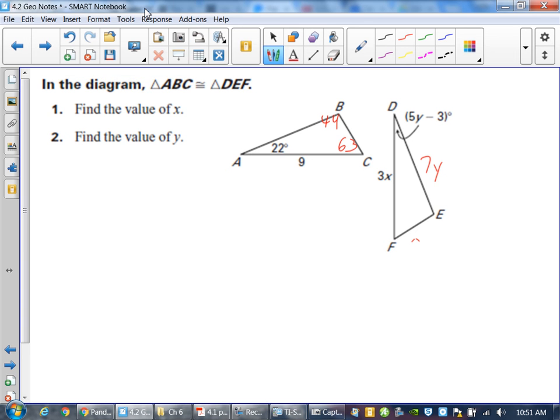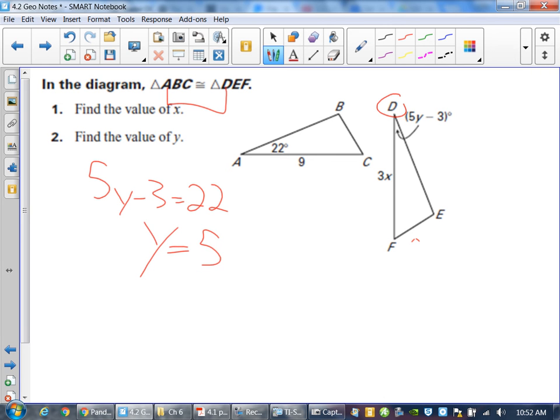It is quite literally that simple, because you only have one angle. D has to match up with A, so you know right away. And the same deal, you only had one side length, but if you look at it, side length DF, first and last, has to match up with AC, first and last.